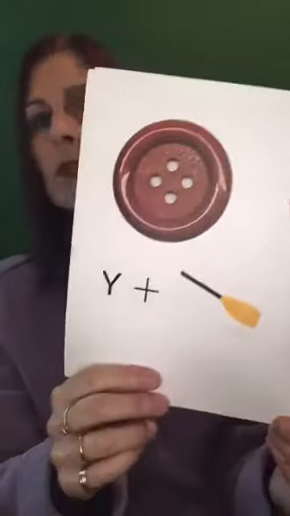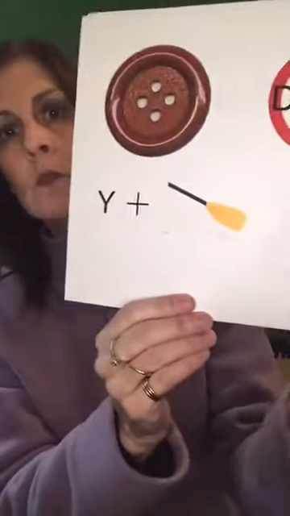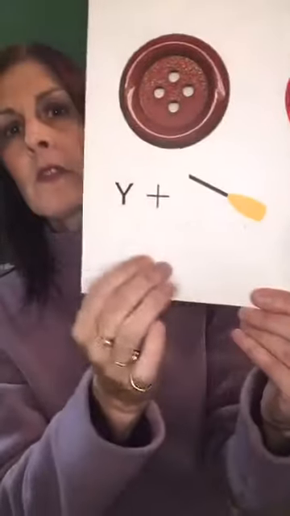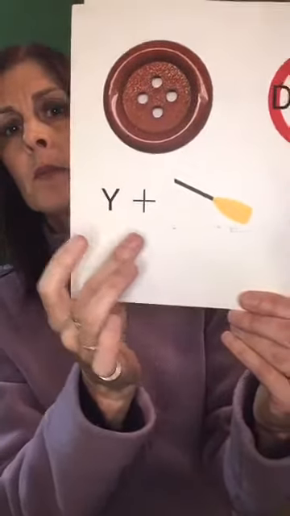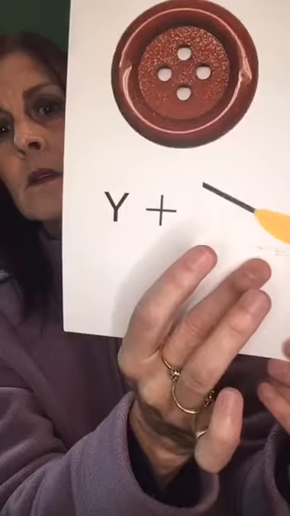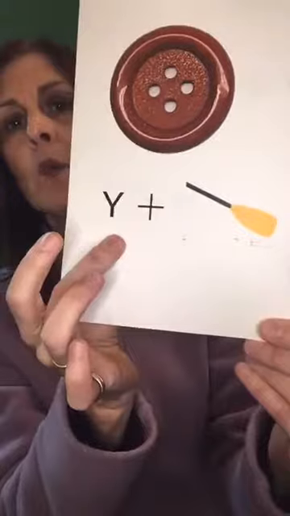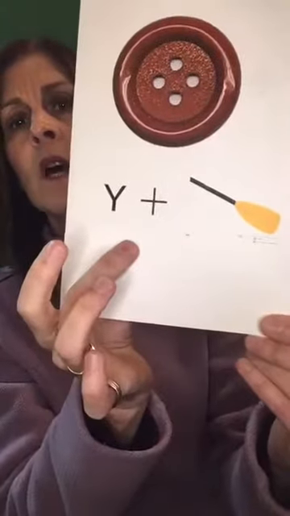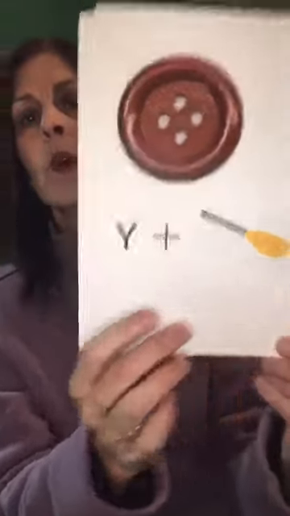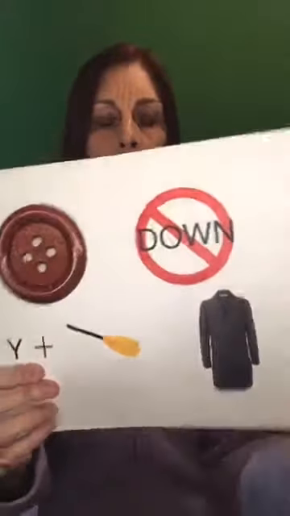Then I have a picture. Let's see if you can see this. The letter Y plus, what do you think that is? Good. Yes, it's an or. So then they would come up with Y plus or is y or your. So I've got button up your overcoat. Good. And then another example.